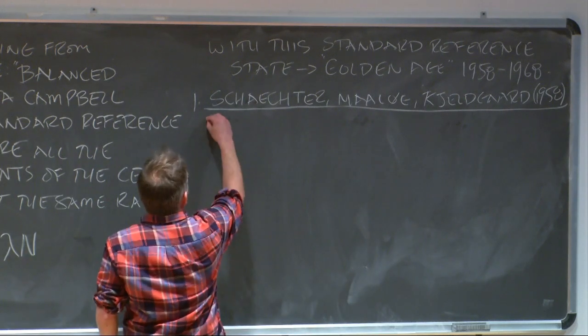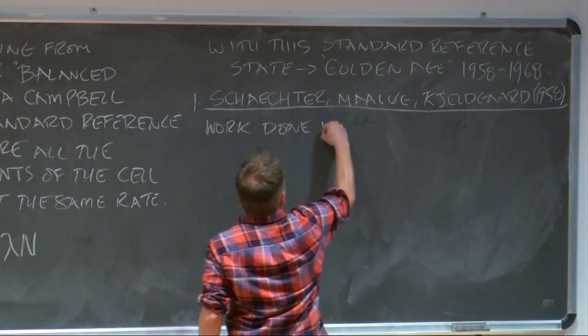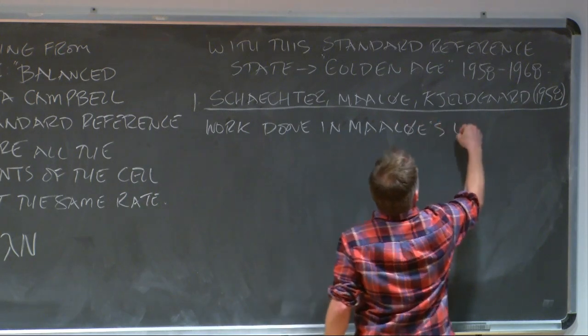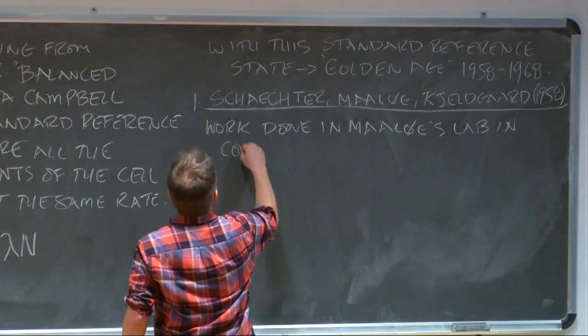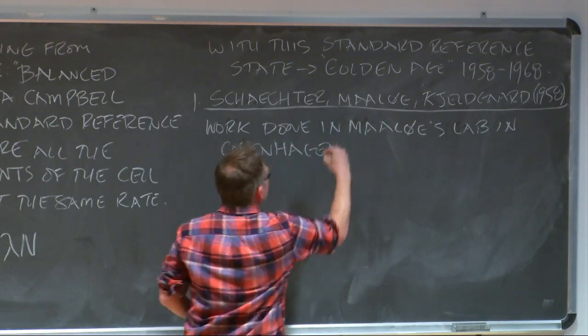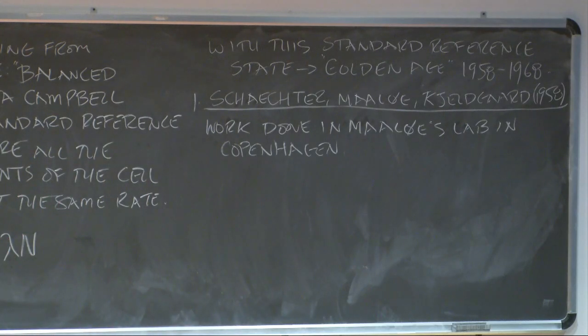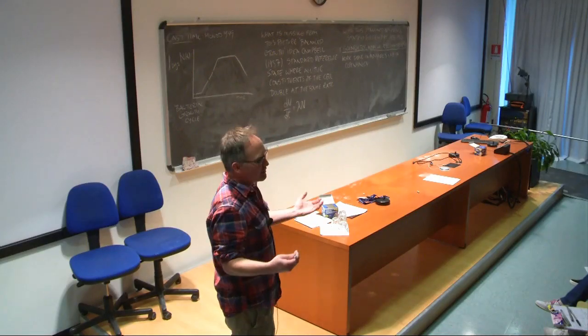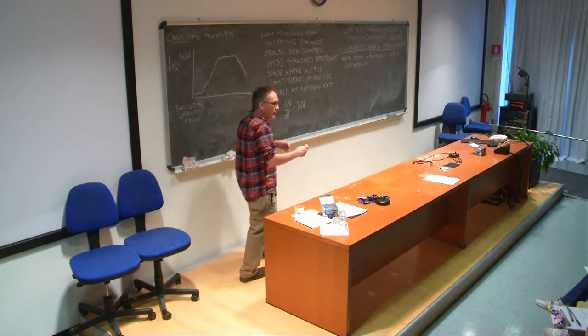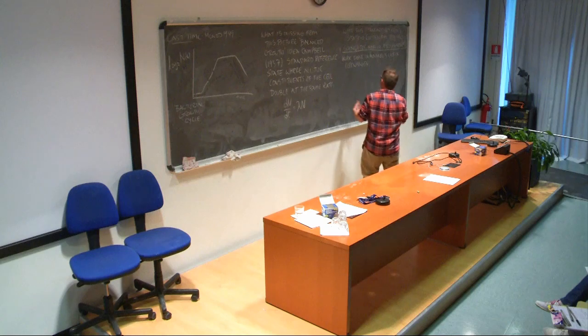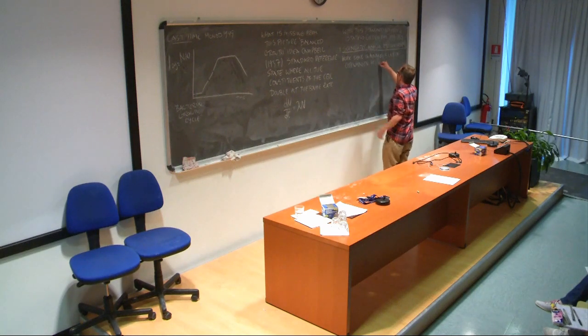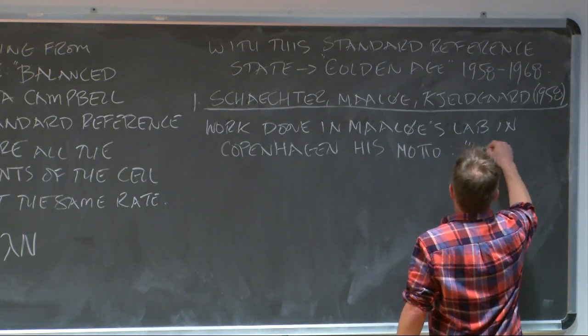And this is work done in Maaløe's lab in Copenhagen. And his philosophy was, look but don't touch. So when you do experiments, he took it very seriously. If you're going to study the growth of bacteria, he designed all of his experiments in such a way that there was a minimum perturbation to the bacterium itself. Which, in principle, sounds easy to do, but it's incredibly difficult to keep these guys growing happily, take measurements, and not disturb them, all right? Particularly if they're growing very quickly. So his motto, if you like, was look, but don't touch.